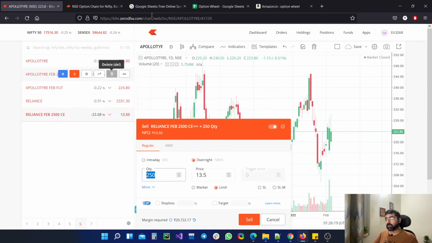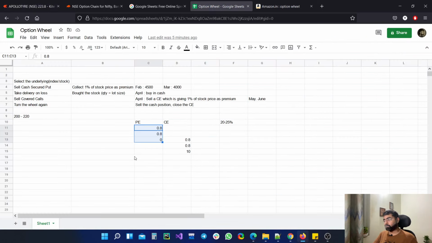So now I'll summarize this. The option wheel strategy is a very complex strategy, but you need to have patience to execute this. One of the things you have to be careful of is to select the right underlying. It should not happen that the underlying is very, very volatile, or you are just running the wheel for the sake of it. You are not bullish on the stock.